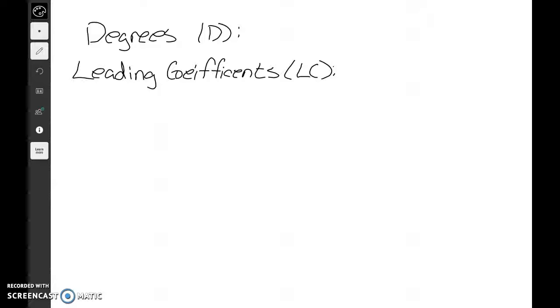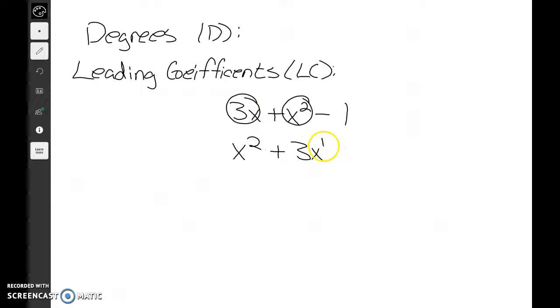An example of this would be, say we have 3x plus x squared minus 1. This obviously is not written in order from greatest to least by the exponents. So the first thing we need to do is rewrite the order. We write the x squared first, since it's the highest exponent, followed by the 3x, since x is to the first power there. Then we write the last one, the minus 1, since it does not have any variables with it. Okay? Constants always come at the end.